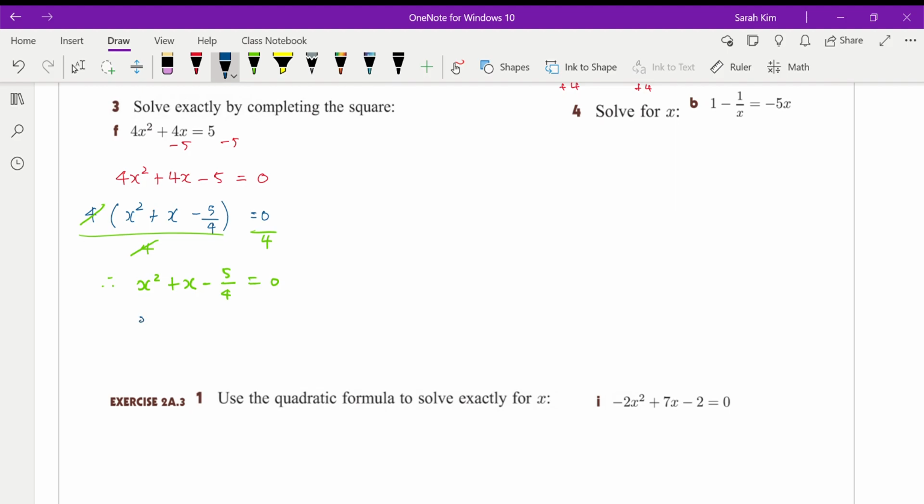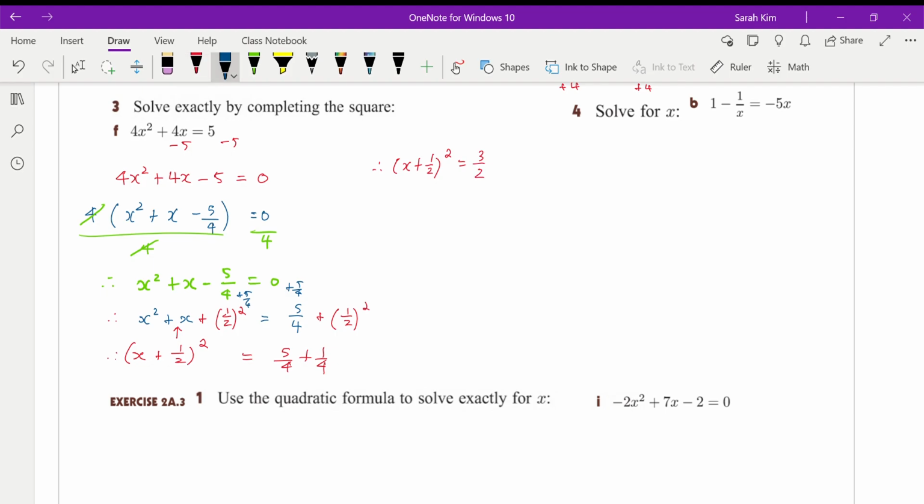So this is where we begin, by moving it to the other side by adding 5 over 4, and then we add the coefficient 1 divided by 2 squared on both sides. That's just the rule of completing the square. So x plus a half squared on the left hand side, and the right hand side would be 6 over 4, which is also 3 over 2, so I'm just going to write that instead.